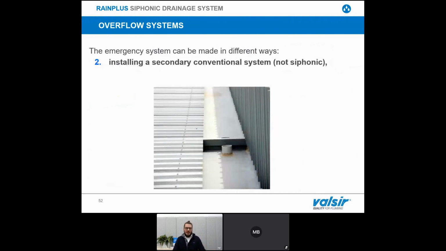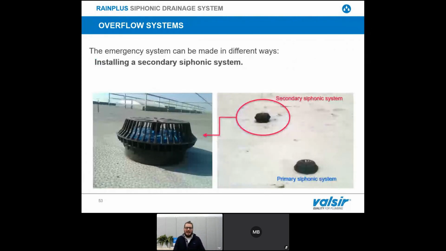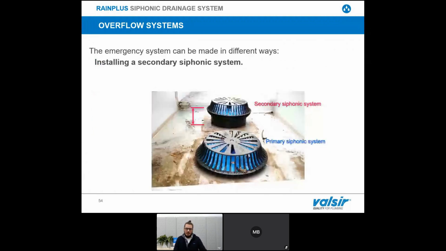Or you can have a secondary conventional system, not Siphonic. For example, if you have a renovation of an old building that already has a traditional system installed, you can use the traditional system already installed as emergency and install a new Siphonic system as primary system. Or you can realize a secondary Siphonic system for the emergency. In this way, you can install an outlet with an extra height in order to drain the extra water when you have a problem and simply solve the problem.